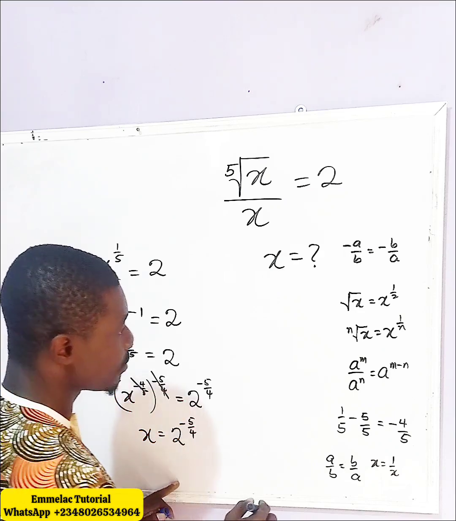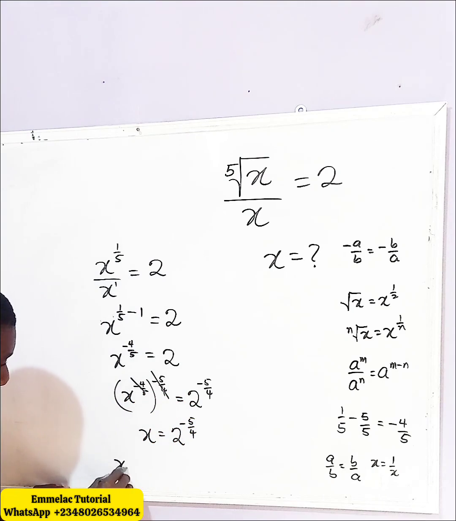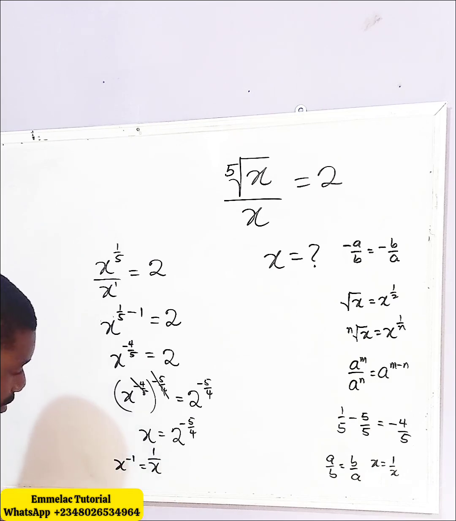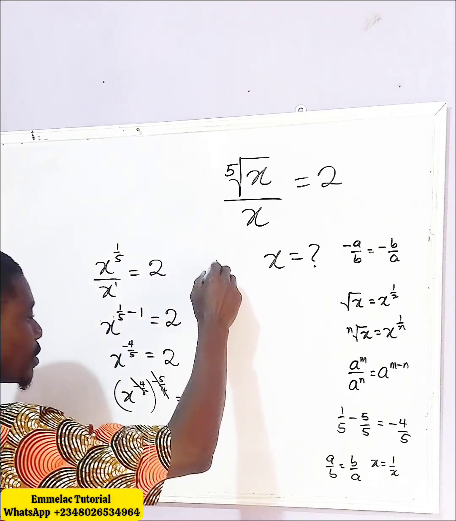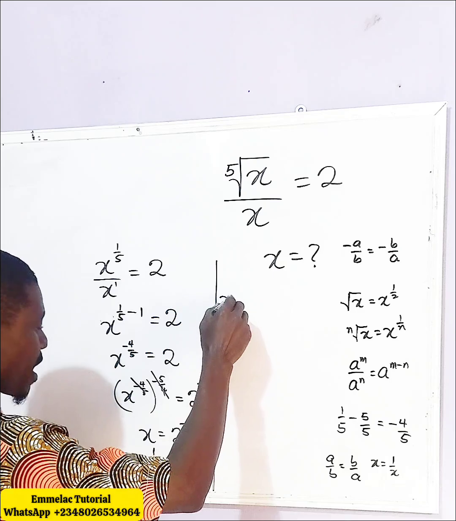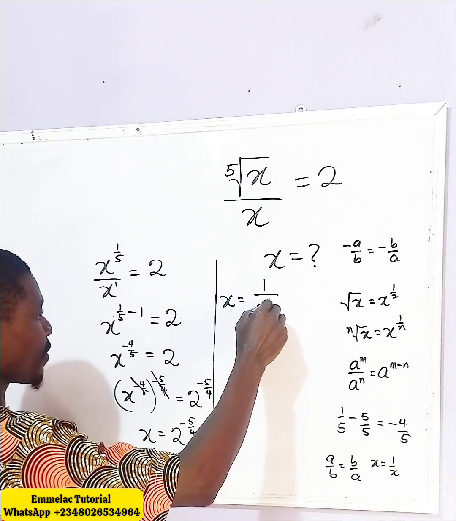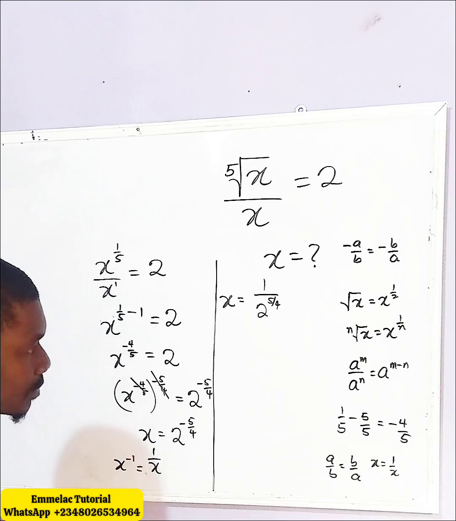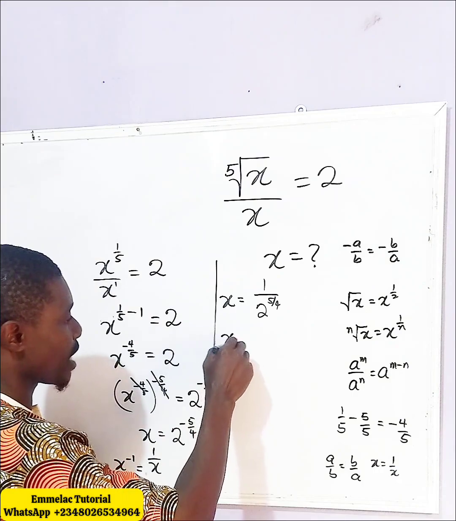Okay, if you have x raised to the power of minus 1, this is the same as saying 1 all over x. So this 2 raised to the power of minus 5 over 4 can also be rewritten as x equals 1 all over 2 raised to the power of 5 over 4.